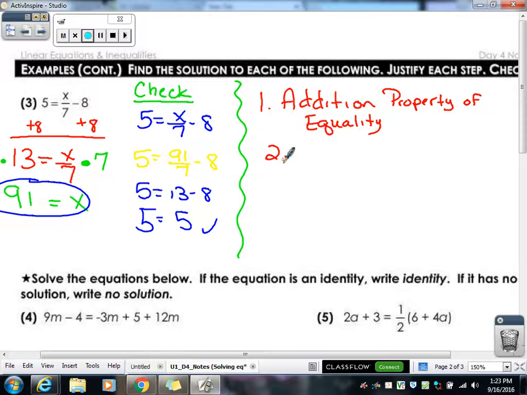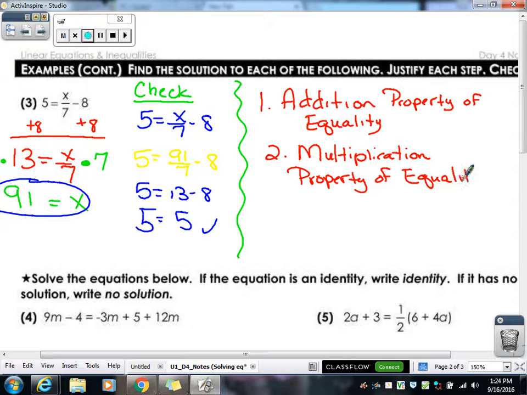So I added, and what was my next step? Well, what? Multiplication property of equality, right? I just multiplied. That was division. You're right, John. That was division. But then opposite division is multiply. So multiplication property of equality. And that's it. Those are only 2 steps on that one. All right. Addition property of equality, multiplication property of equality.